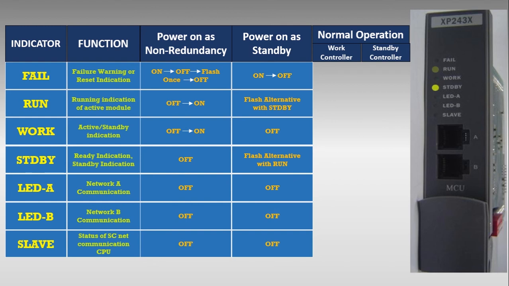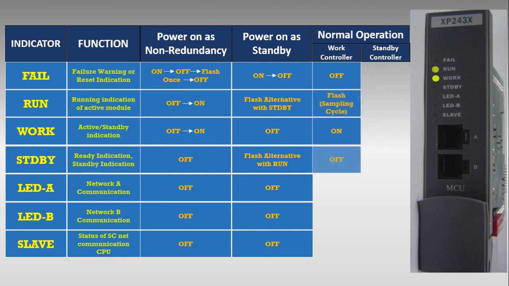In normal operation, there are two types of controller, the work controller and the standby controller. First we see the LED indication of the work controller. In the work controller in normal operation, the fail indication will remain off. The run indication flashes according to the defined sample cycle. The work indication will be on. LED A, LED B and the slave indication flash in normal work condition.